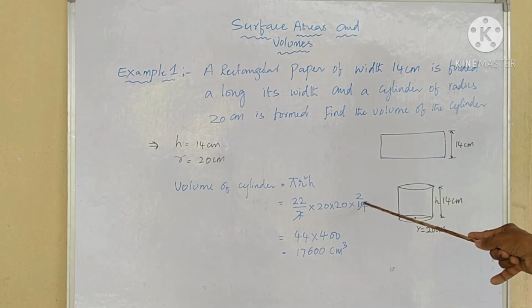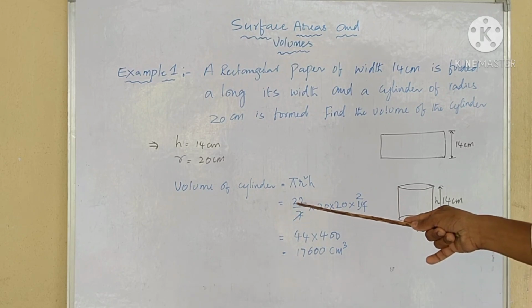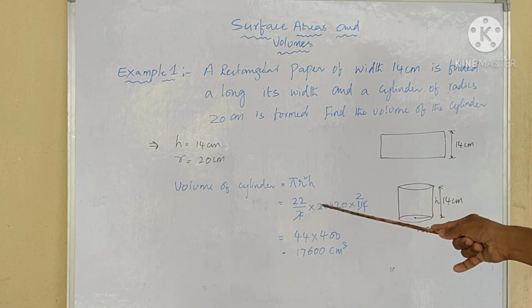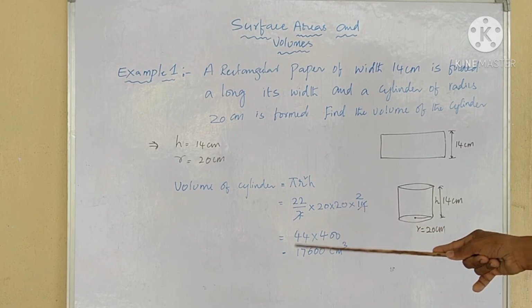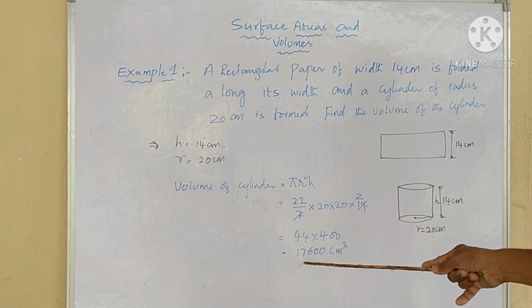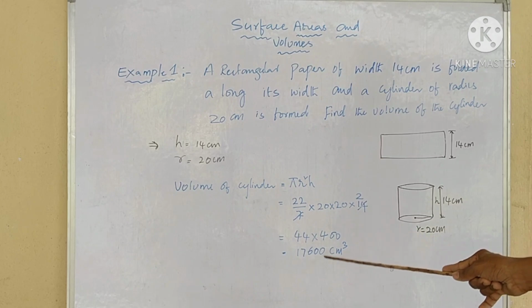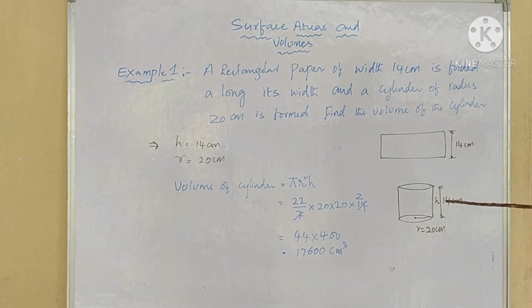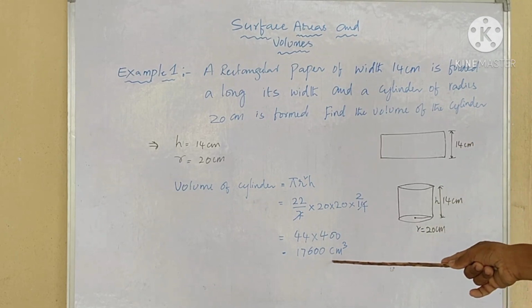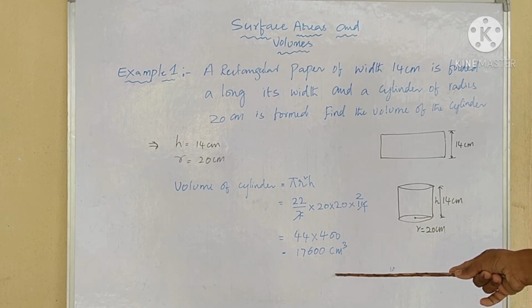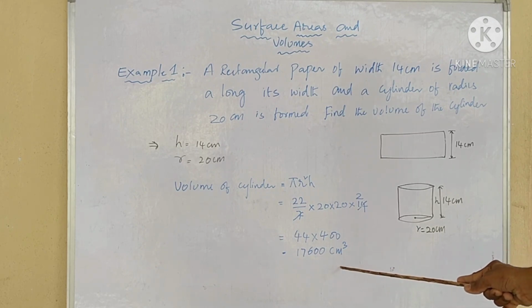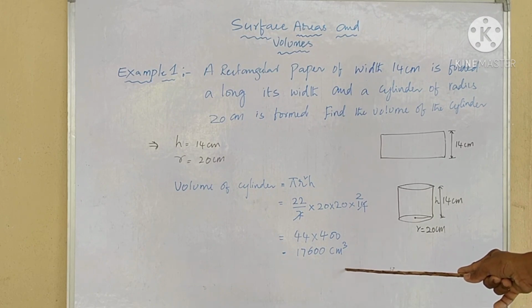So here 7 2s are 14. The remaining terms are 22 2s are 44, into 20 into 20; 2 2s are 4, so 400. So 44 into 400 is 17,600, and the units of the given cylinder are centimeters, so volume units are cubic centimeters. So our final answer is 17,600 cubic centimeters.